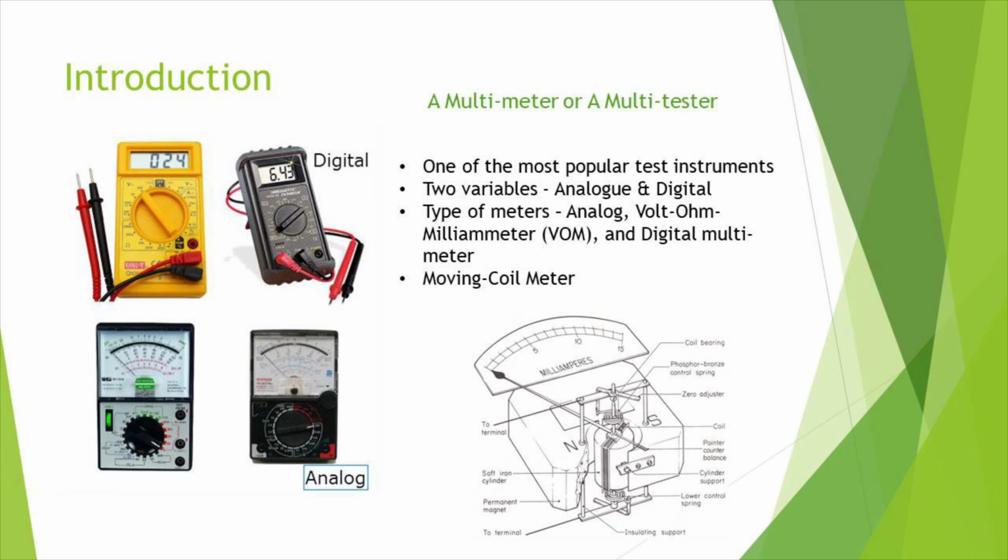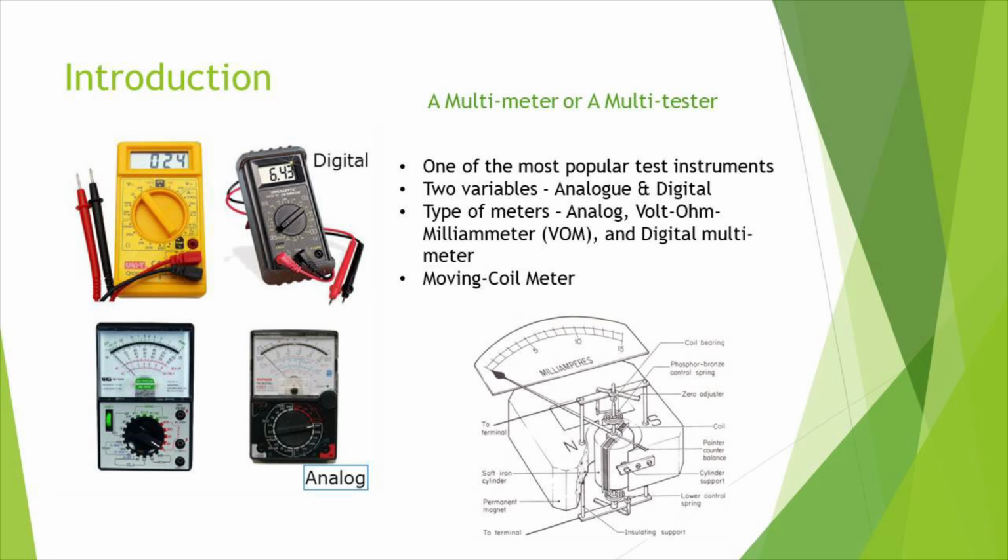In this video, I would like to talk about one of the most popular test instruments, which is called a multimeter or multi-tester. There are two varieties, called analog and digital. There are different types of meter called analog volt or milliammeter, called VOM, and digital multimeter and moving coil meter. I believe some of you may know what a multimeter is and how it works, so I would like to discuss the multimeter in more detail.